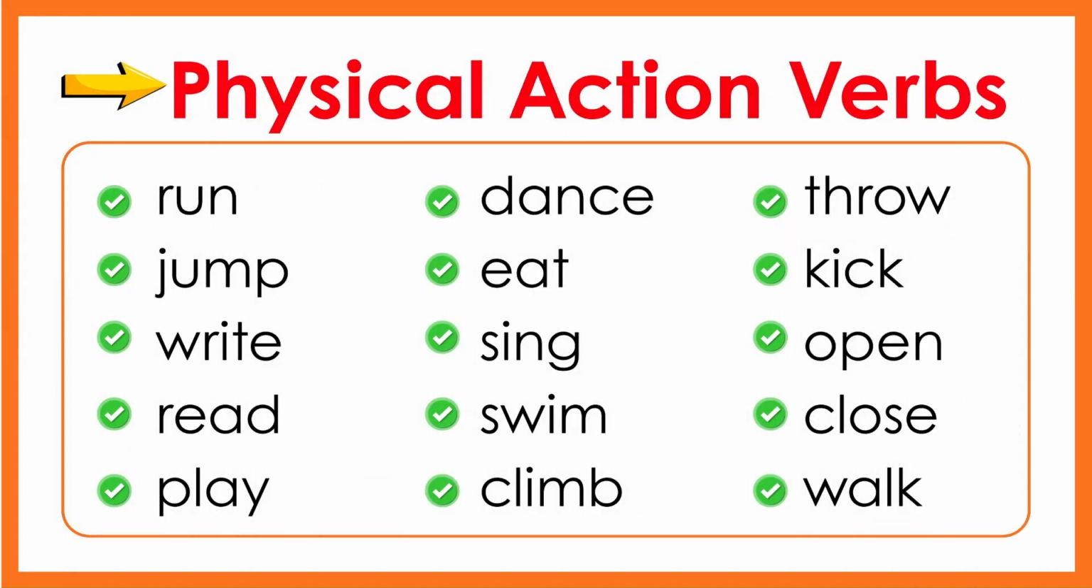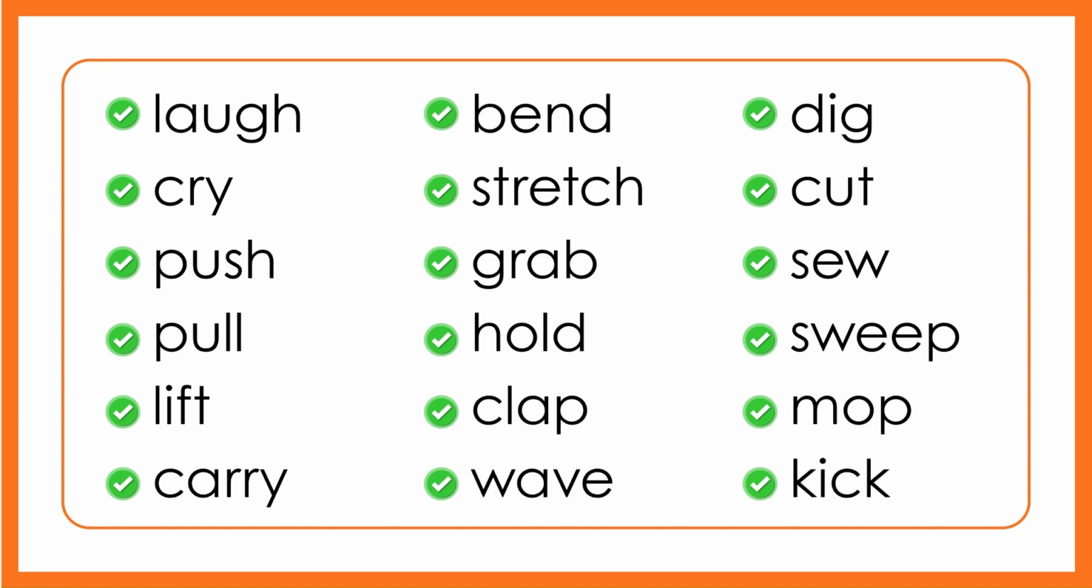Physical action verbs are actions that can be seen or done physically. Here are some examples: run, jump, write, read, play, dance, eat, sing, swim, climb, throw, kick, open, close, walk, laugh, cry, push, pull, lift, carry, bend, stretch, grab, hold, clap, wave, dig, cut, sew, sweep, mop, kick. Remember, physical action verbs are actions that can be seen or done using the body.